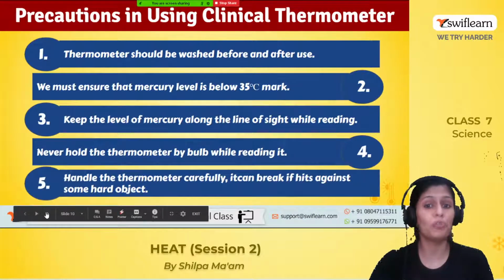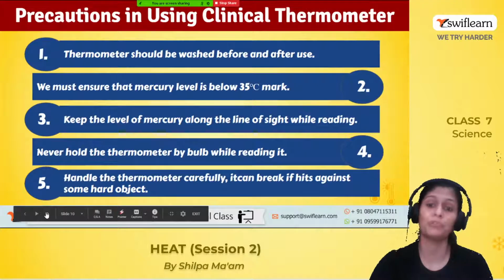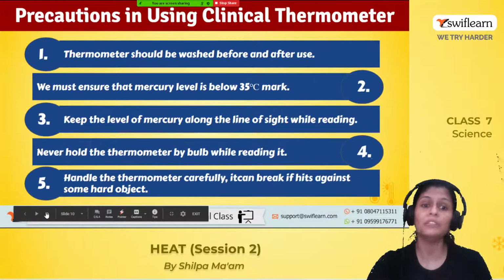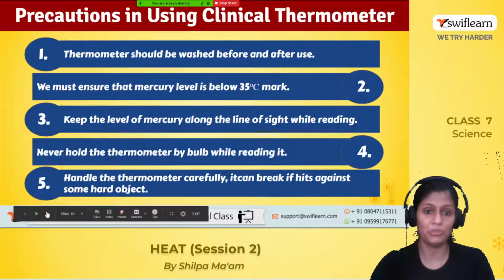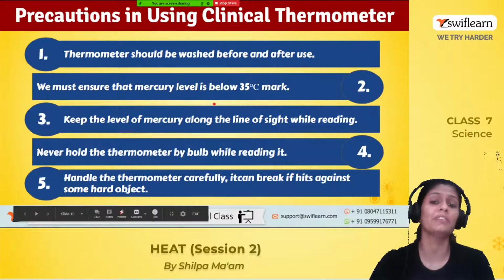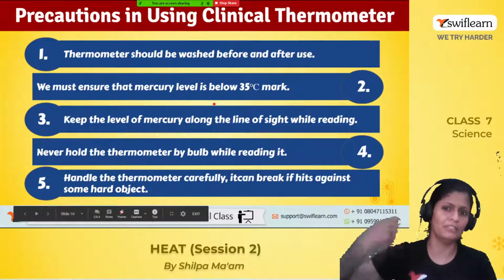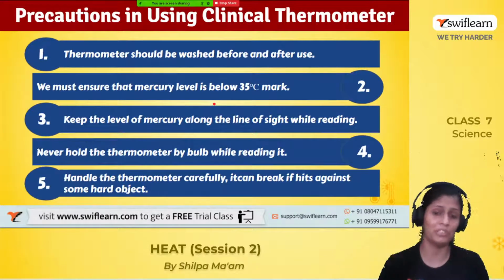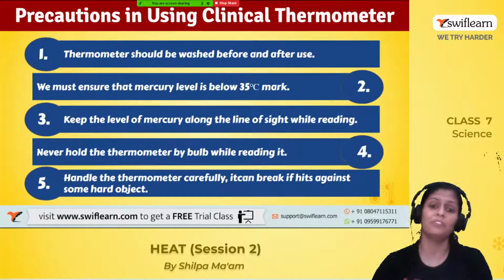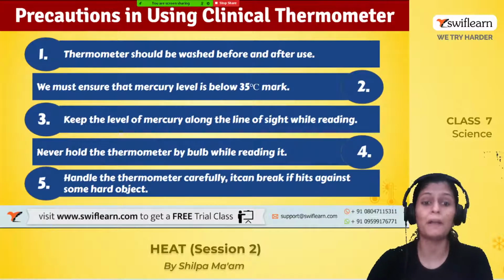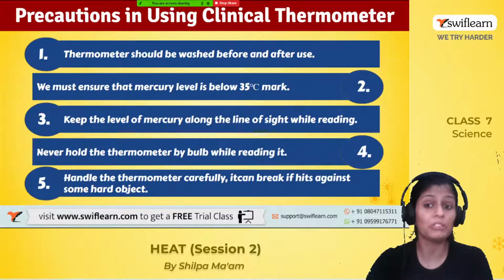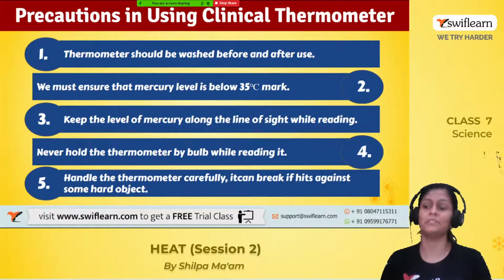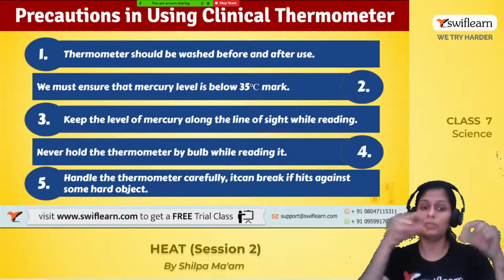Now, what precautions do we need to take when using a clinical thermometer? It should be washed before and after use, because if somebody else is using the thermometer which was previously used by you, then you need to wash it and then use it. We should ensure that the mercury level is below the 35 degree mark. You just drop the level of mercury below the 35 degree mark. Keep the level of mercury along the sight while reading, because there is a parallax error that normally occurs when you are just watching a thing.